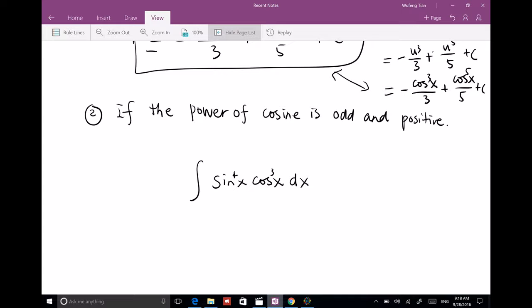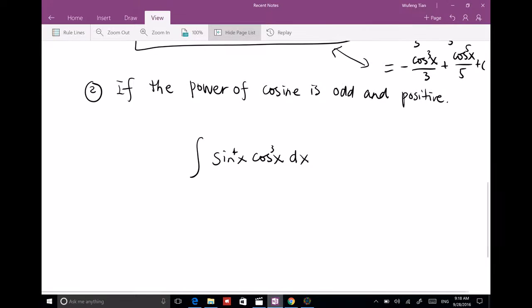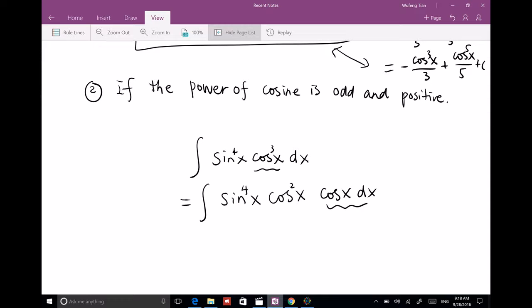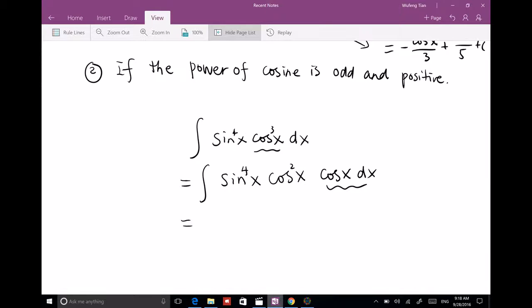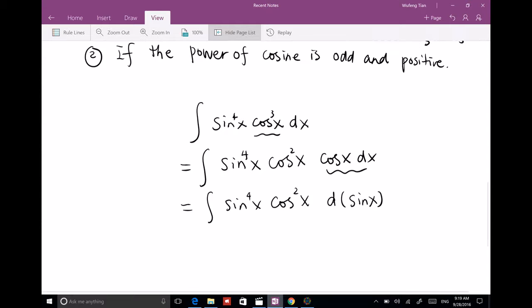Okay, I think if you're done, you should be almost done. Yeah. So what we do is sine x power 4. We can break the odd power into cosine x squared, the same thing, and another cosine x dx here. Okay. So cosine x dx, we can change that into d of sine x.